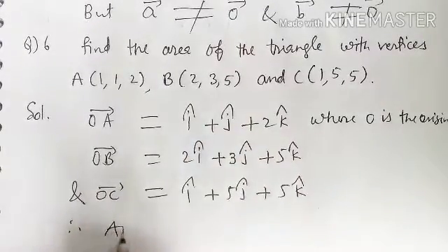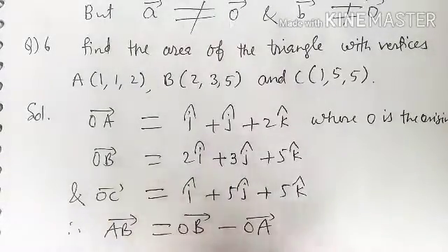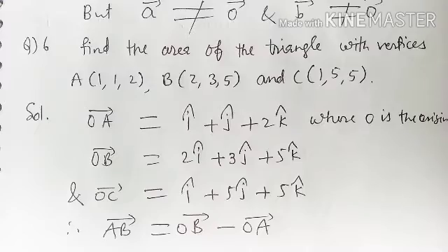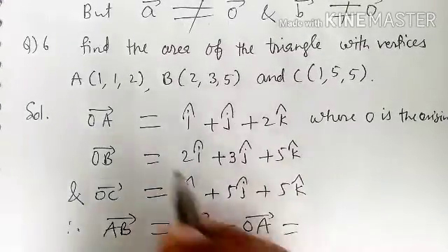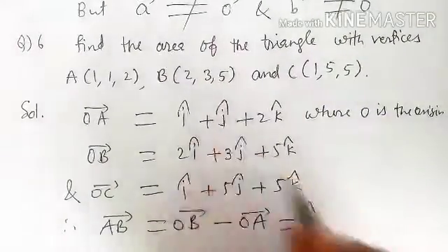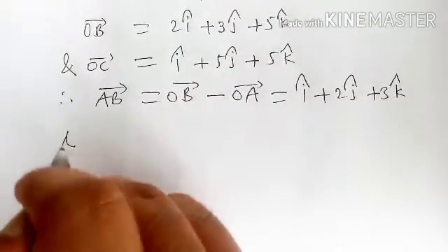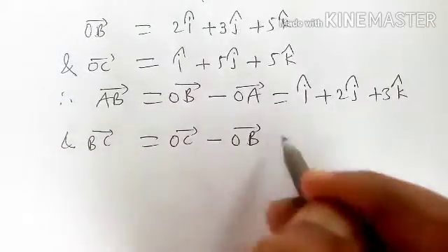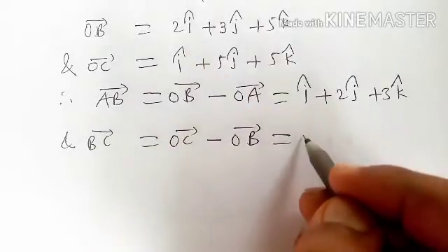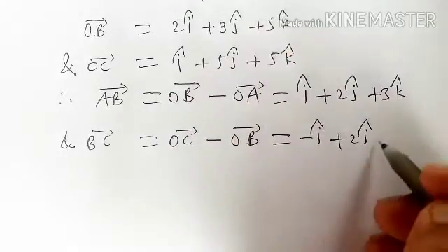Therefore vector AB is vector OB minus vector OA. We know the vector joining two points. This will be 2 minus 1, i cap, 3 minus 1, 2j cap, 5 minus 2, 3k cap, and vector BC is equal to vector OC minus vector OB. So we have 1 minus 2, minus i cap, 5 minus 3, 2j cap, 5 minus 5, 0k cap.